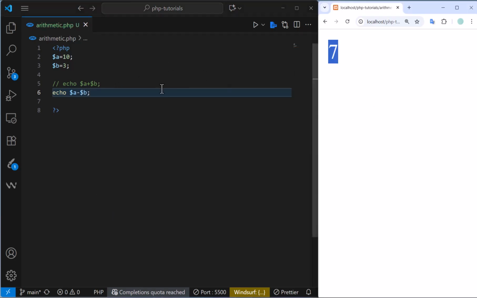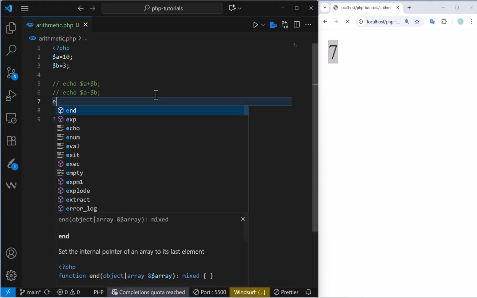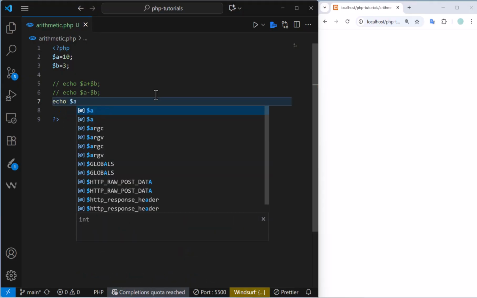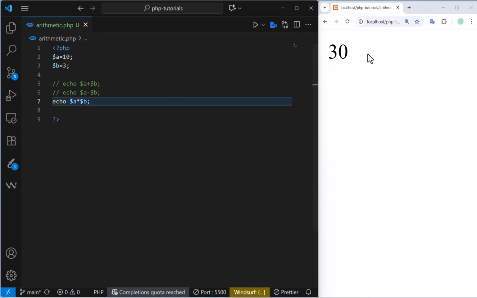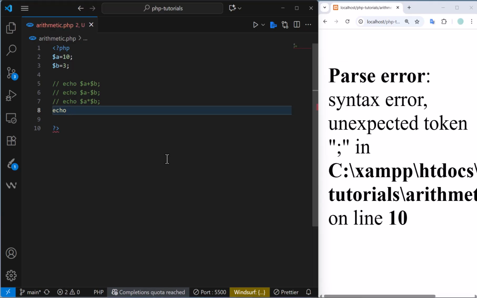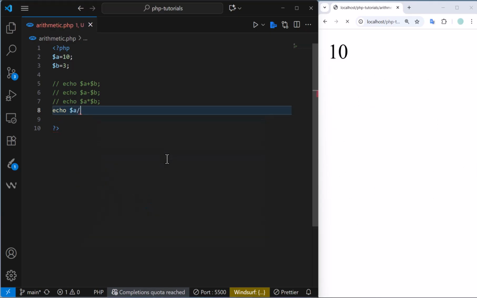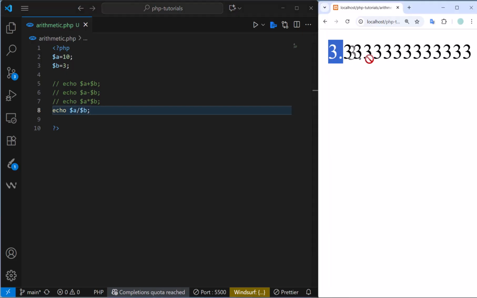And I get 7. Same, we have multiplication: $a times $b. And we should get 30. Then finally, we have division by typing $a divided by $b. Now I got 3.333. So these were the basic ones.